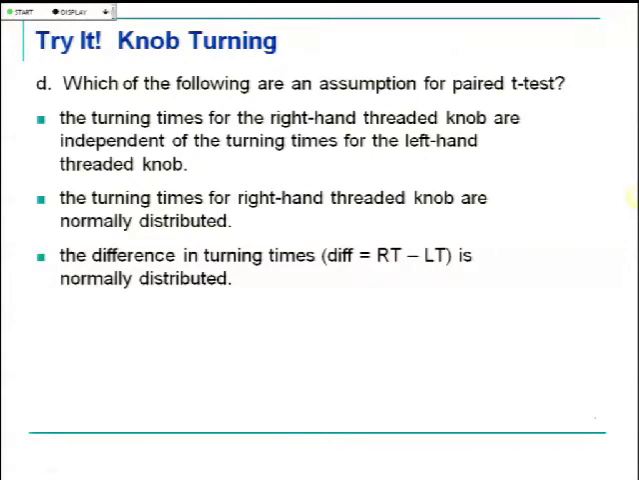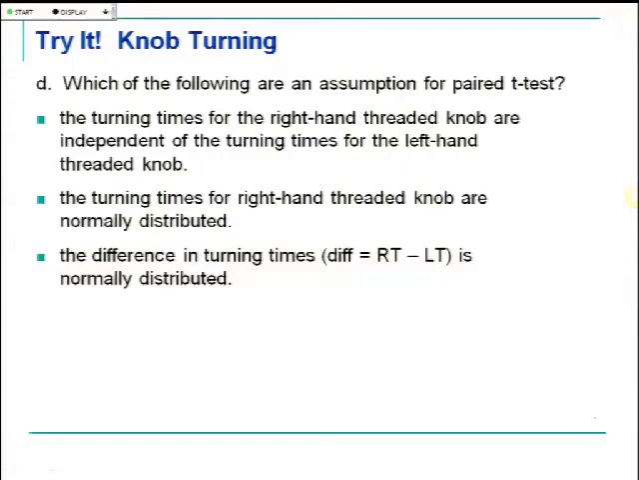Should we circle that first one? The turning times for the right thread knobs are independent of the turning times for the left thread knobs. Is that an assumption? Here are the right thread knob times, here are the left thread knob times. Are they independent? What kind of analysis did we just do? Paired. These are not independent of these. That first one is completely dependent on that first one because they came from the same person.